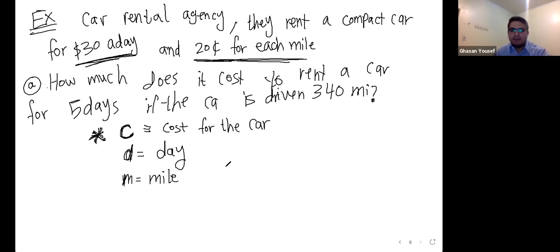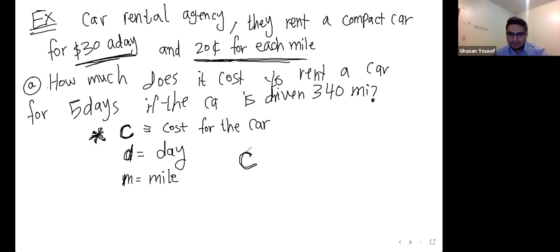So I can think about this question as, look, a car rental agency rents a compact car for $30 a day. That's 30 times D, and 20 cents for each mile. But because here we have cents and here we have $30, we have to change the cents to dollars. That means I have to divide 20 by 100 to make it a dollar. This is also very important.